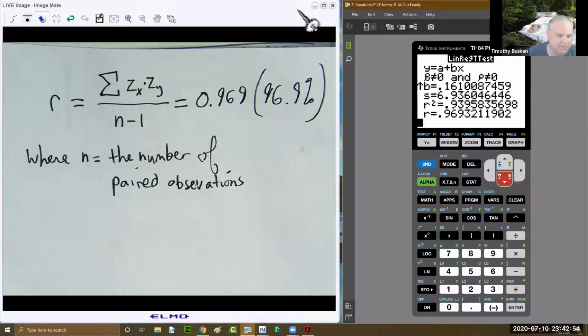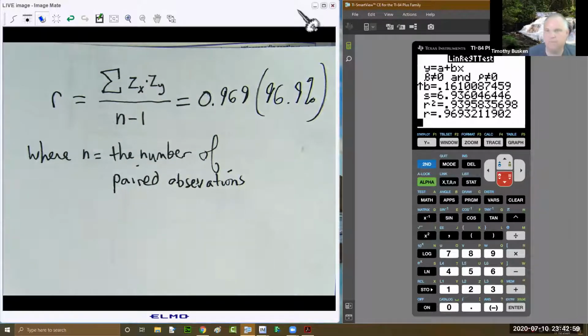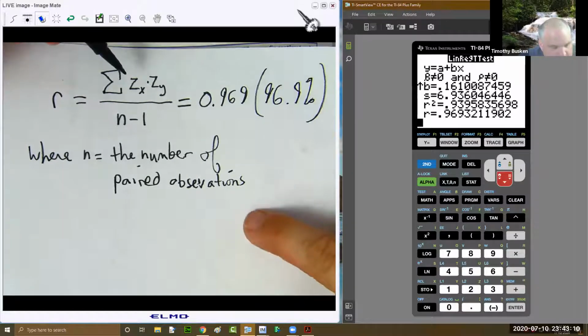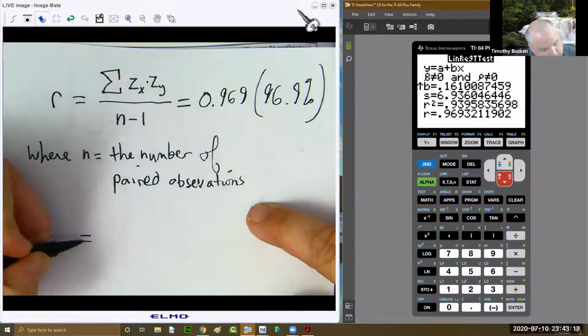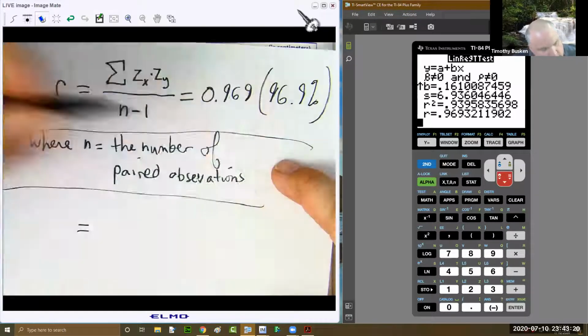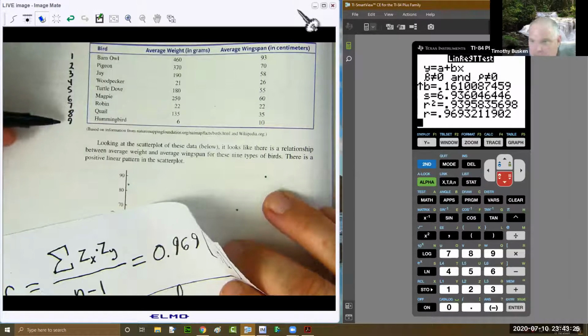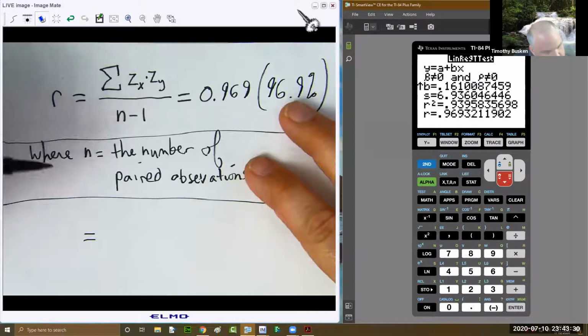Now, if you had to use the formula by hand, it wouldn't be that difficult, but it's not anything I would want to do. But just so you understand the formula, I'll try to go over that briefly. The denominator of this formula is probably the easiest part to write out. That's the number of paired observations minus 1. We've got 9 observations, so the denominator for the value of r should be 8.